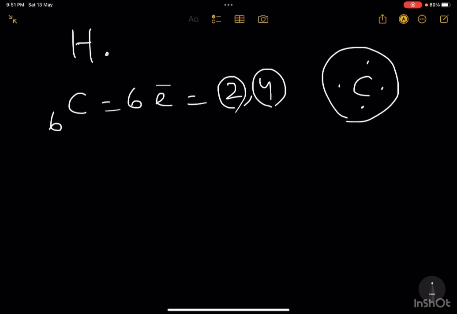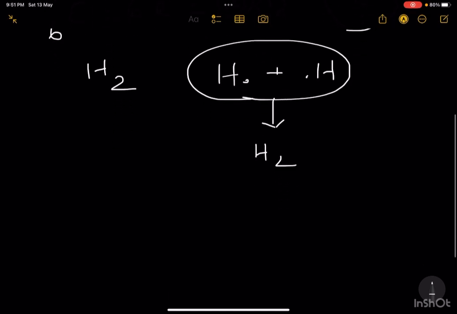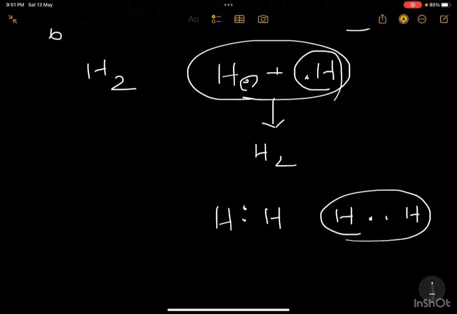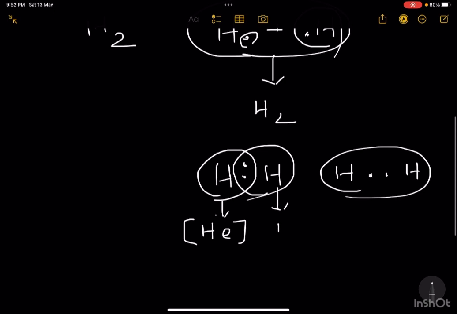Let us draw a simple structure of H2 molecule. You know, each H has 1 electron, and these 2 H atoms will form H2. How? You see, this H with this dot will be written like this, and this H with this dot will be written like this. In some books it is also written like this. So here H has 2 electrons and this H has 2 electrons. They attain the configuration of nearest inert gas, that is helium. This hydrogen also attains the configuration of helium.